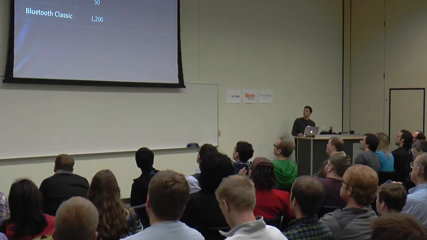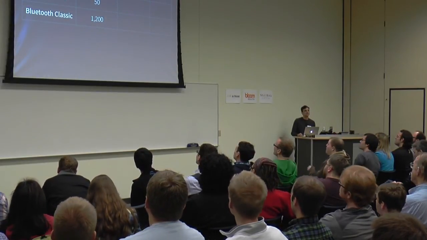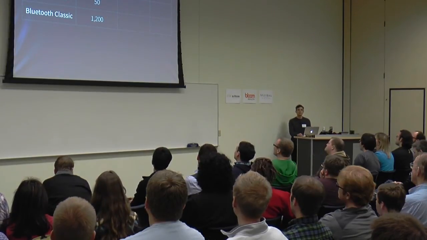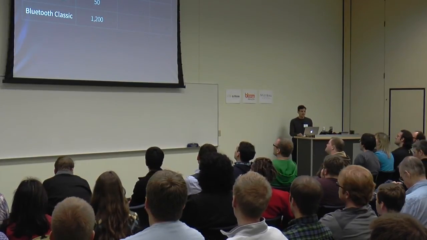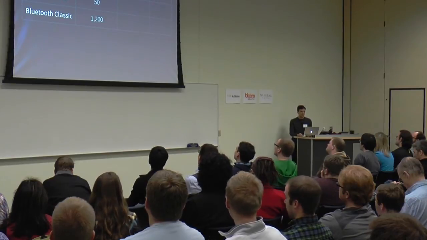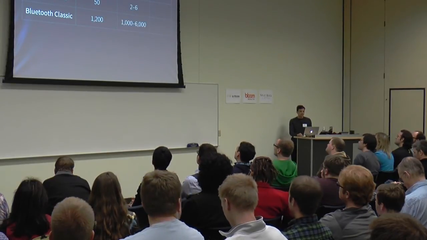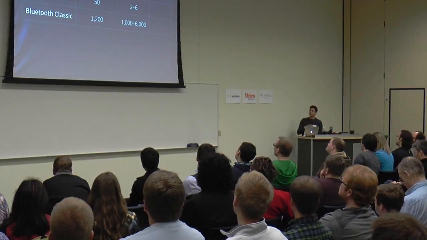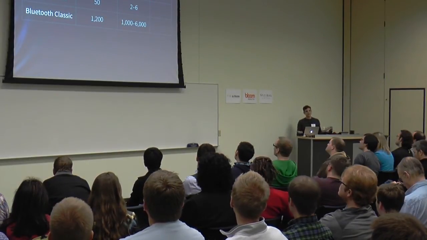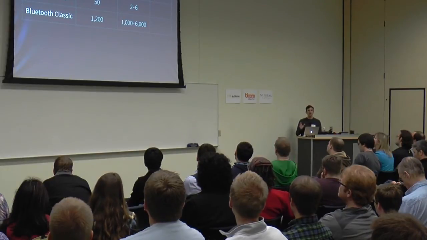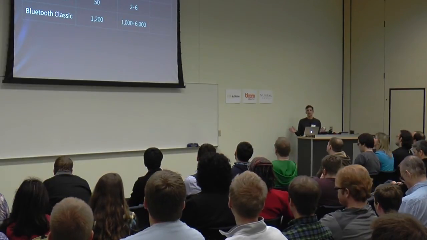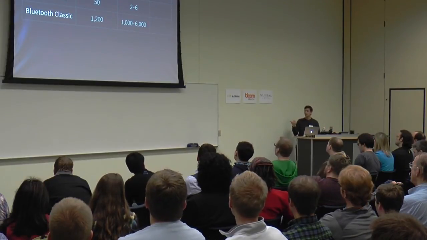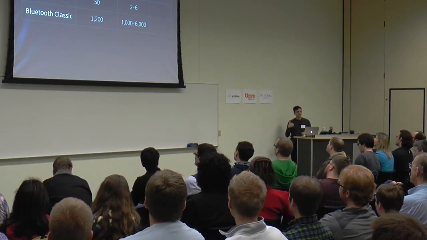So these are observed transfer rates. The theoretical ones are a lot higher, but we're talking about 50 kilobits per second. Bluetooth Classic is about 1.2 megabits. But it's important to keep in mind that when we say Bluetooth Low Energy is slow, that's strictly data rate. It's optimized for being fast in other ways, like communicating really quickly. Wake up time is a good indicator of that.